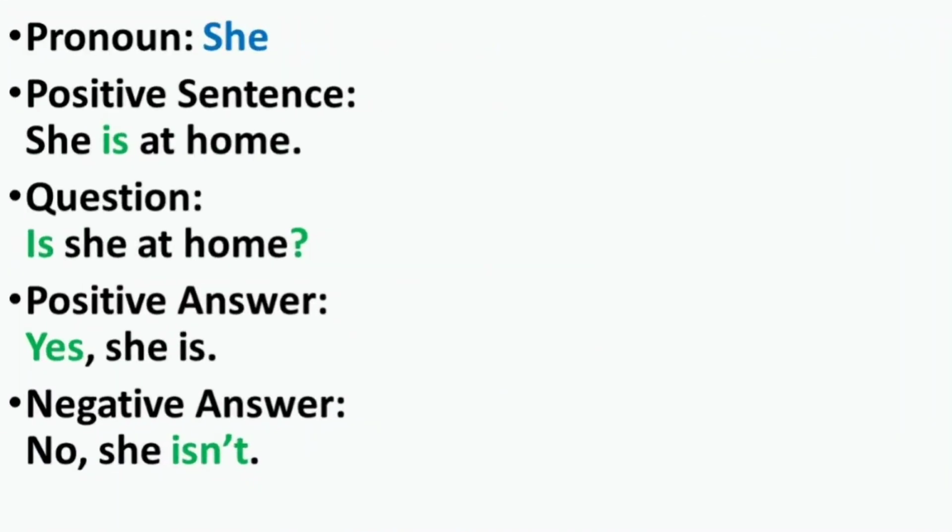Number three, she. Positive sentence. She is at home. Question. Is she at home? Positive answer. Yes, she is. Negative answer. No, she isn't.